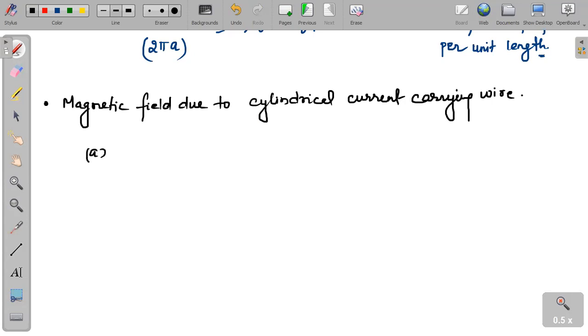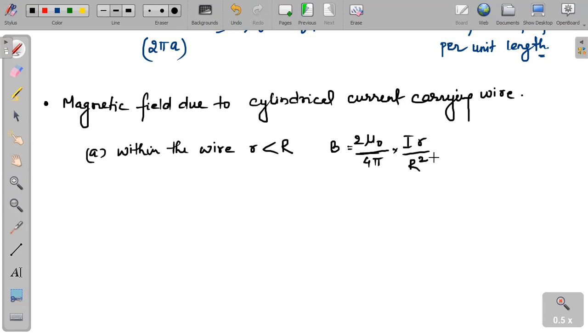इसमें तीन conditions हैं. पहला, within wire, such that r is less than capital R. For this, B happens to be equal to mu naught by 2 pi into I r upon capital R square. ठीक है? r is the distance from center जहाँ पे हम explore कर रहे हैं.